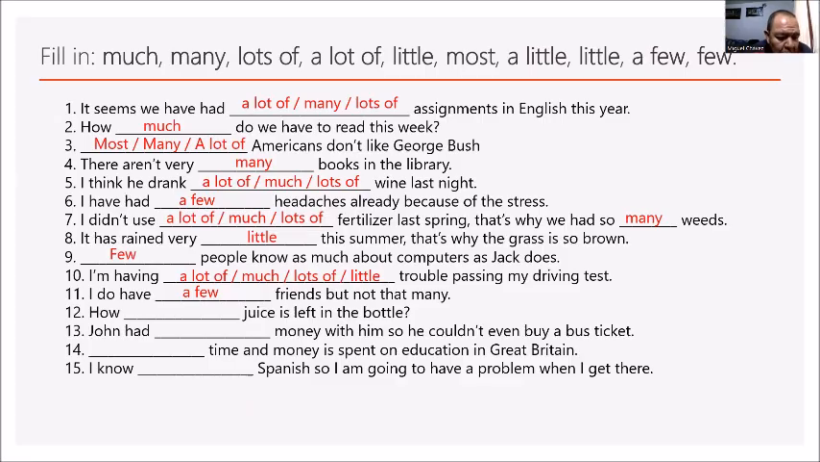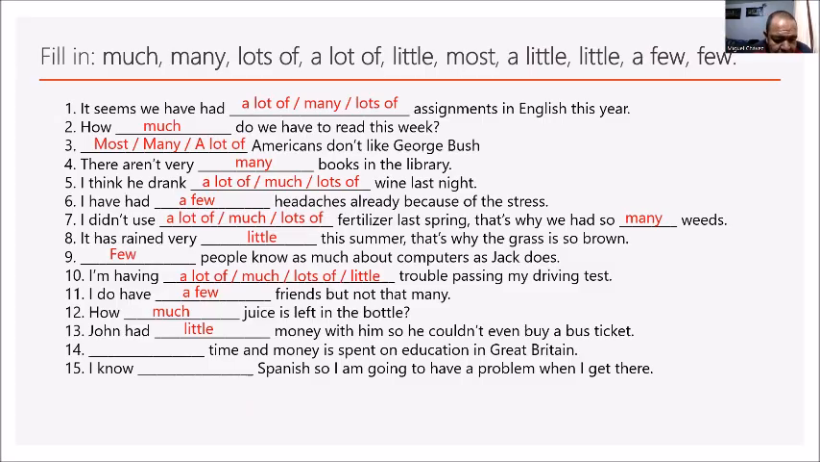Number 12, how juice is left in the bottle? How much juice is left in the bottle? Number 13, John had money with him, so he couldn't even buy a bus ticket. John had little money with him, so he couldn't even buy a bus ticket.